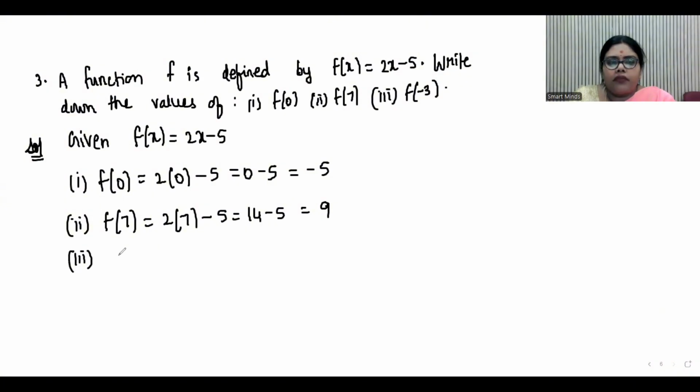Number 3. f of minus 3. That is 2 into minus 3 minus 5, which is equal to minus 6 minus 5, which is equal to minus 11.